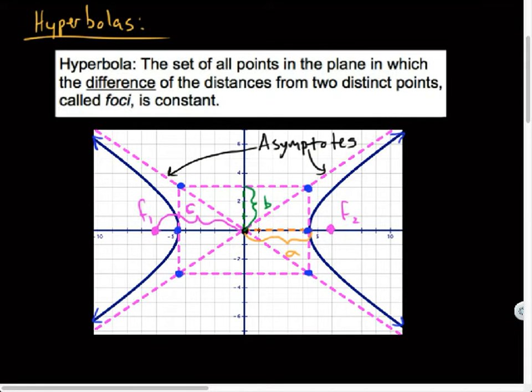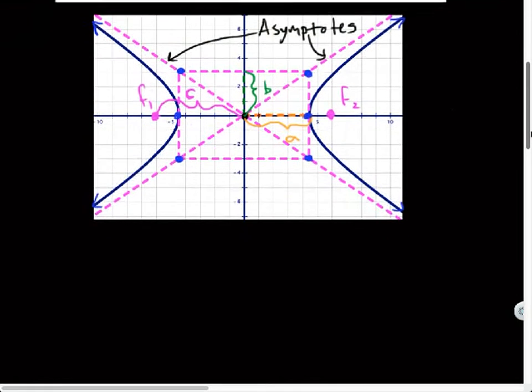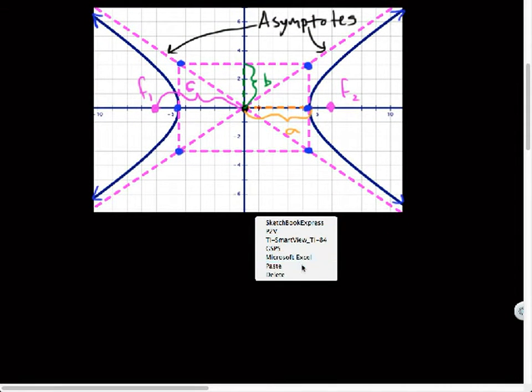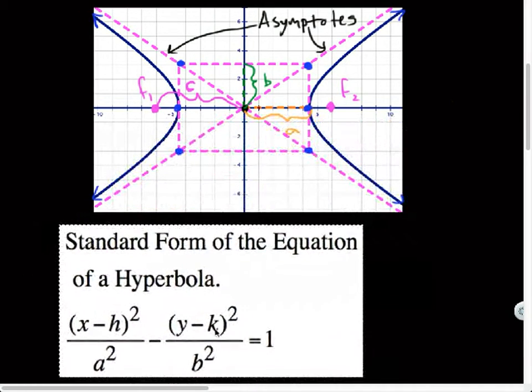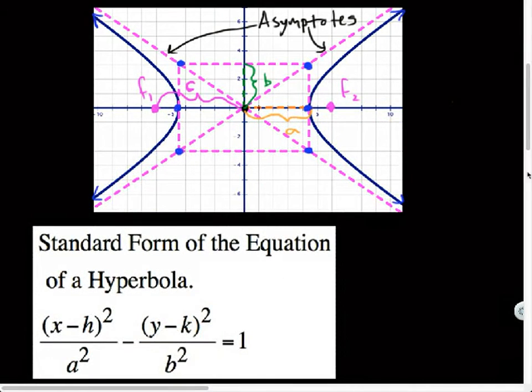Let's show you what the equation of a hyperbola looks like, at least for our horizontal situation that we've got here. Just like ellipses, you can have a horizontally or vertically oriented hyperbola. And you might notice that the equation is awfully similar, very familiar to our equation for an ellipse.